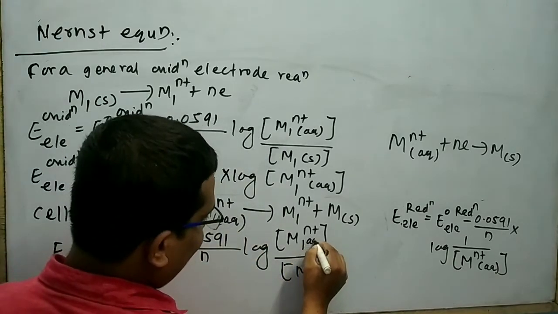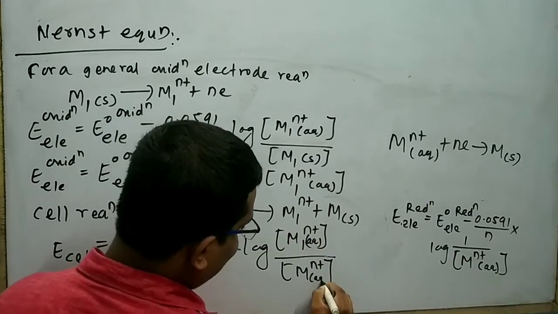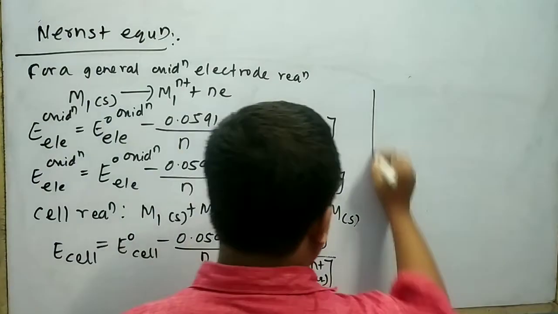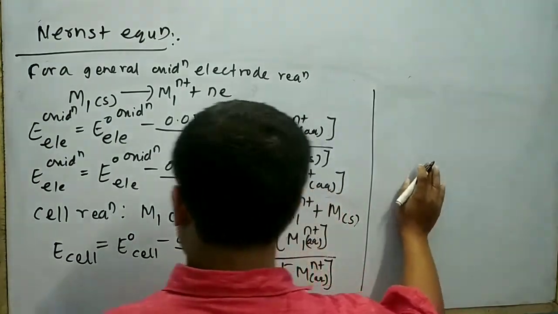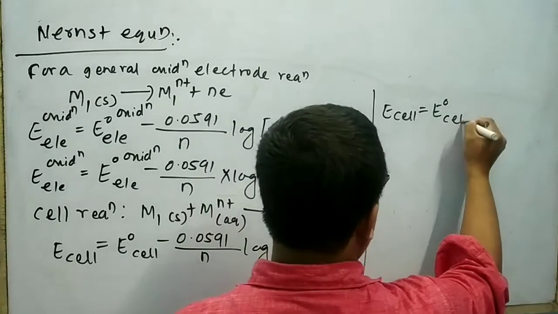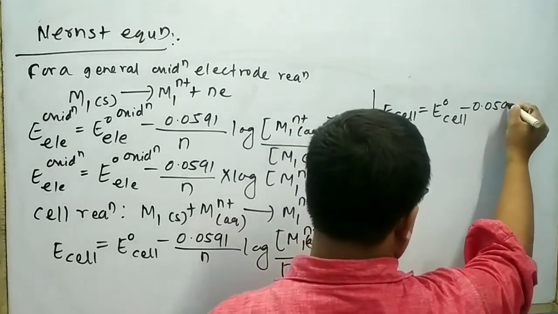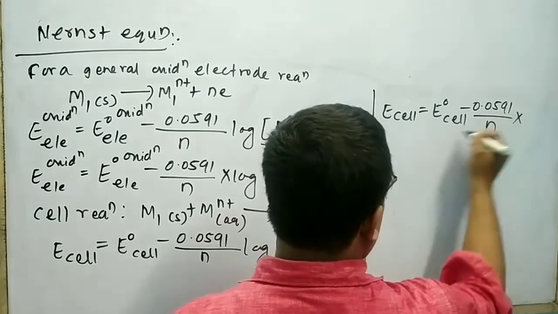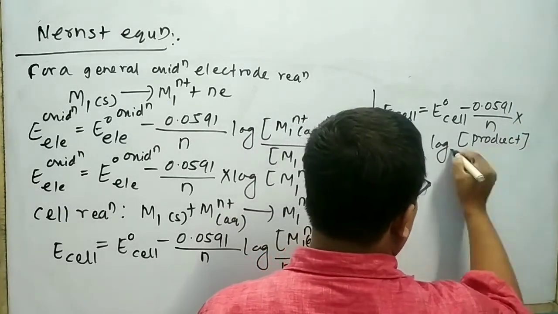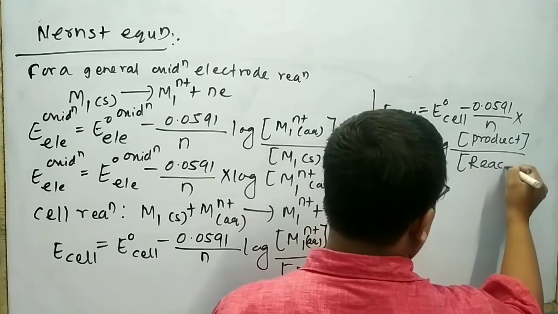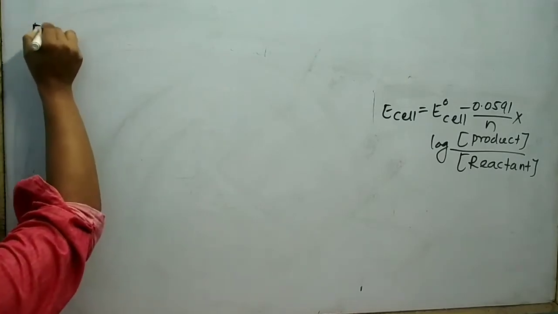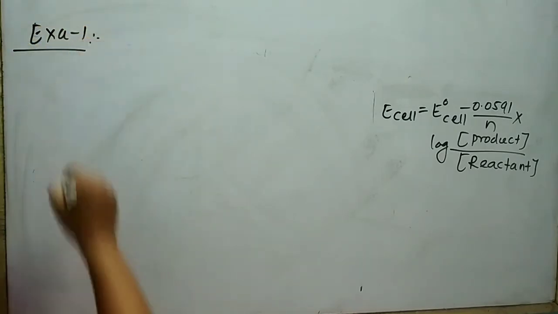Here I can write aqueous. Here also I can write aqueous. Finally, I can write a general Nernst equation, that is E cell equal to E0 cell minus 0.0591 divided by n into log of concentration of product divided by concentration of the reactant. Now I will explain the Nernst equation by taking some examples.